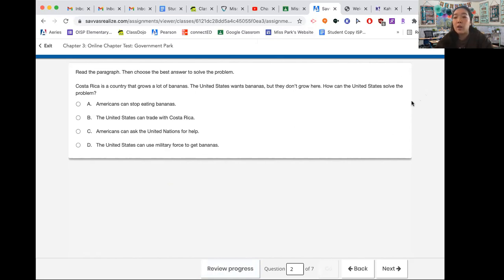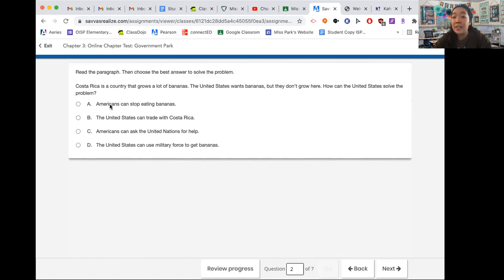Costa Rica is a country that grows a lot of bananas. The United States wants bananas, but they don't grow here. Let's just pretend we can't grow bananas in the United States. So how can the United States solve the problem? If the United States can't grow bananas, but Costa Rica can, what should we do?